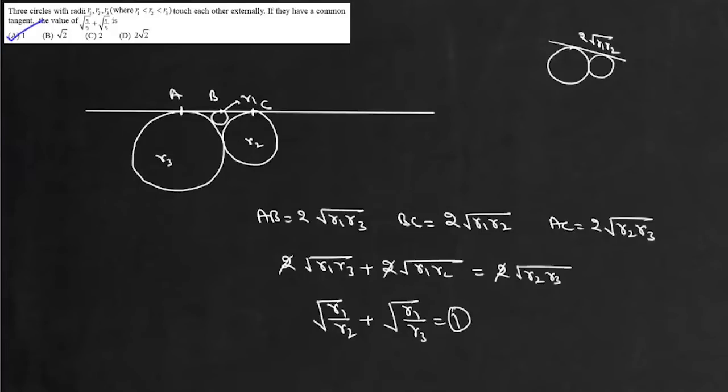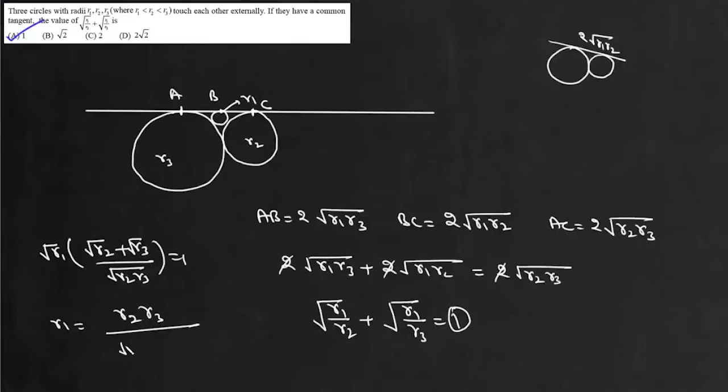And this also becomes a standard result where we can write under root R1 upon under root R2 plus under root R1 upon under root R3 equals 1. So the radius of this smaller circle R1 will be R2 R3 upon the whole square of under root R2 plus under root R3.